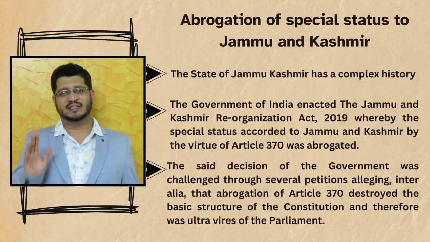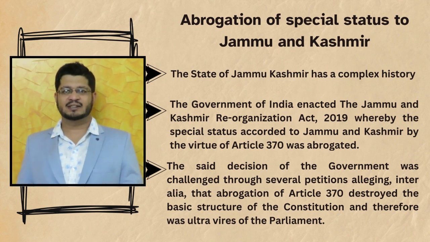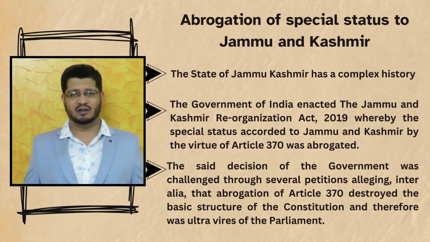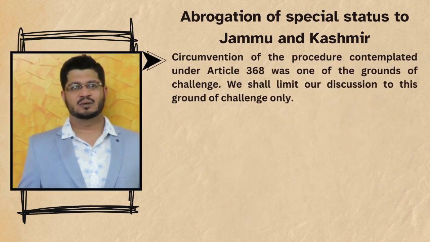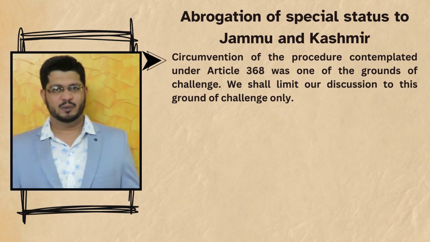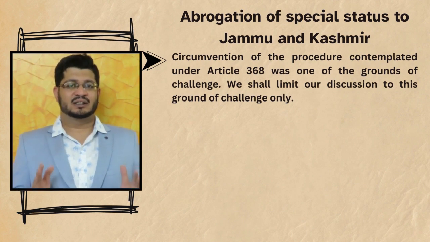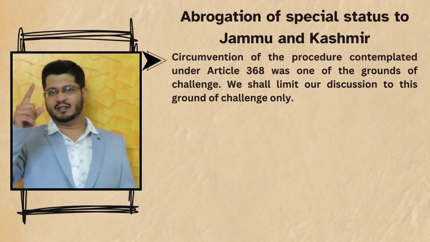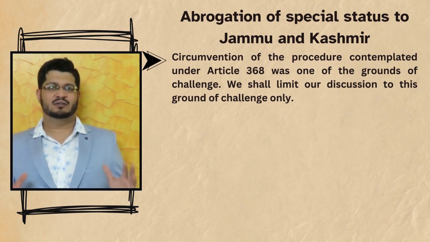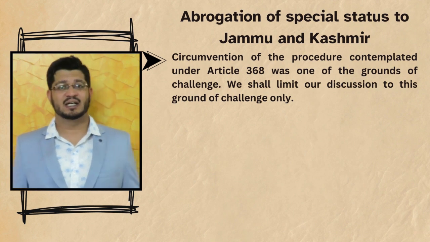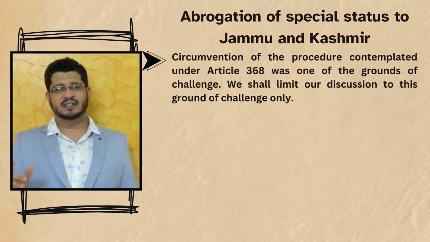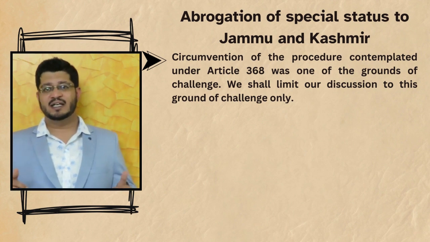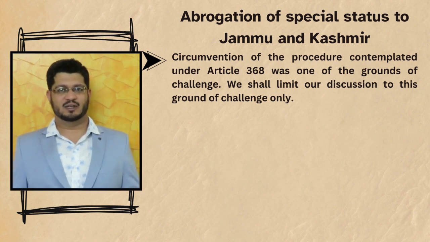One of the grounds of the challenge was that, among other things, this Reorganization Act of 2019 destroyed the basic structure of the Constitution. One of the grounds of challenge before the Honorable Supreme Court was that by passing the Jammu and Kashmir Reorganization Act 2019, the Parliament had circumvented the procedure contemplated for amendment of the Constitution under Article 368. We shall limit our discussion to this ground of challenge only, because this is a video pertaining to constitutional amendments.